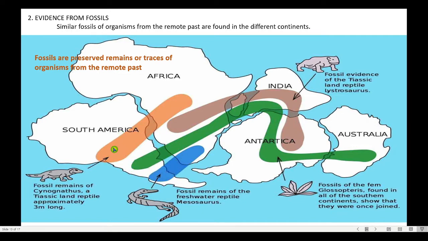Okay, so these fossils of animals include the Cynonatus, a kind of land reptile. Then we have the Mesosaurus, a freshwater reptile, meaning it thrives in fresh water, not salt water. Then we have the Lystrosaurus, also a land reptile, and a fern plant known as the Glossopteris. So let's take a look one by one.